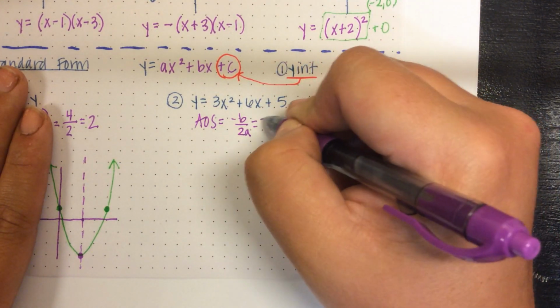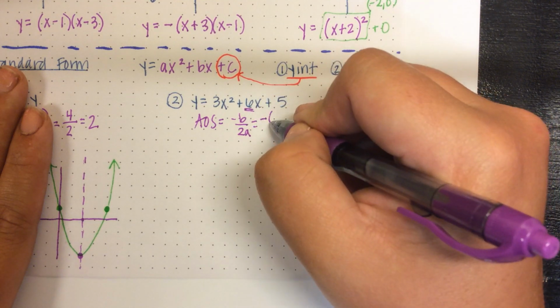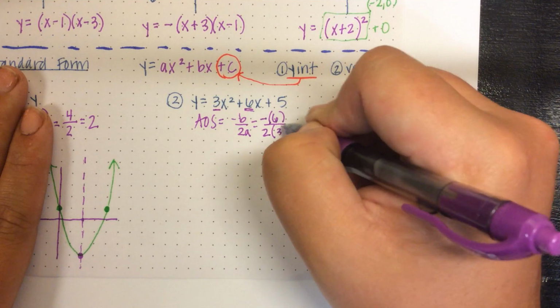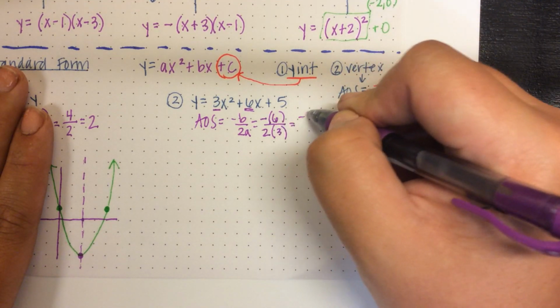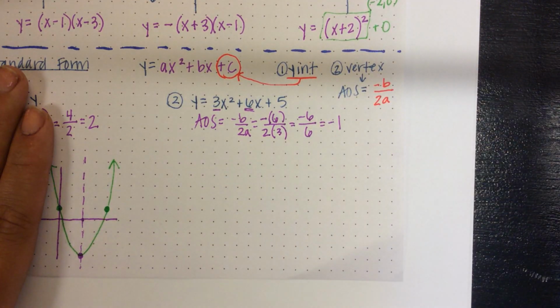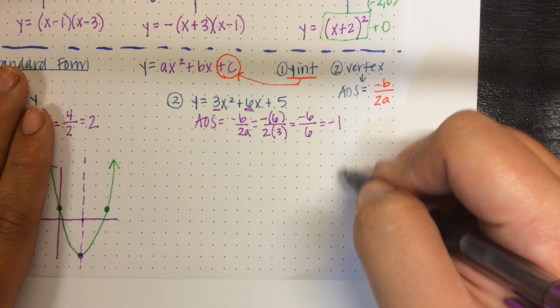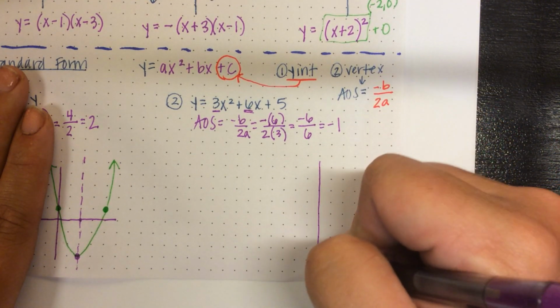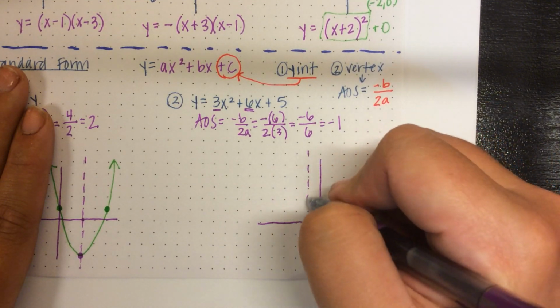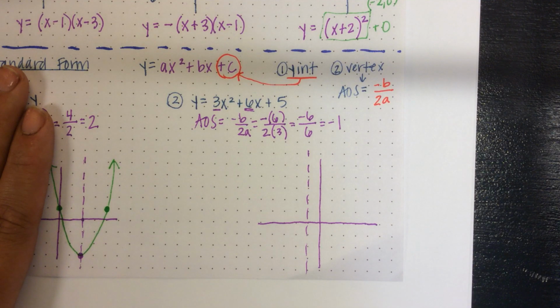So I got negative, and my b in this case is 6. And then 2 times a, 3. All right, so negative 6, 2 times 3 is 6. So we get negative 1. All right, so I'm going to come down here, go ahead and start sketching my graph. And at negative 1 is my axis of symmetry.